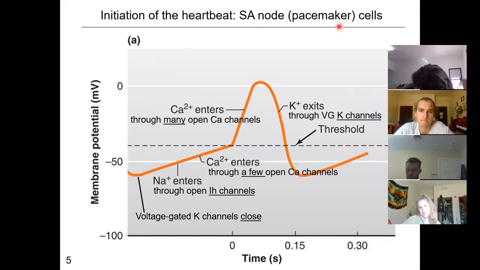By pacemaker, what this means is that these cells spontaneously fire action potentials. They do not require the nervous system to generate an action potential. And they do that because they don't really have a steady resting membrane potential. So let's get oriented. This is the membrane potential as a function of time.